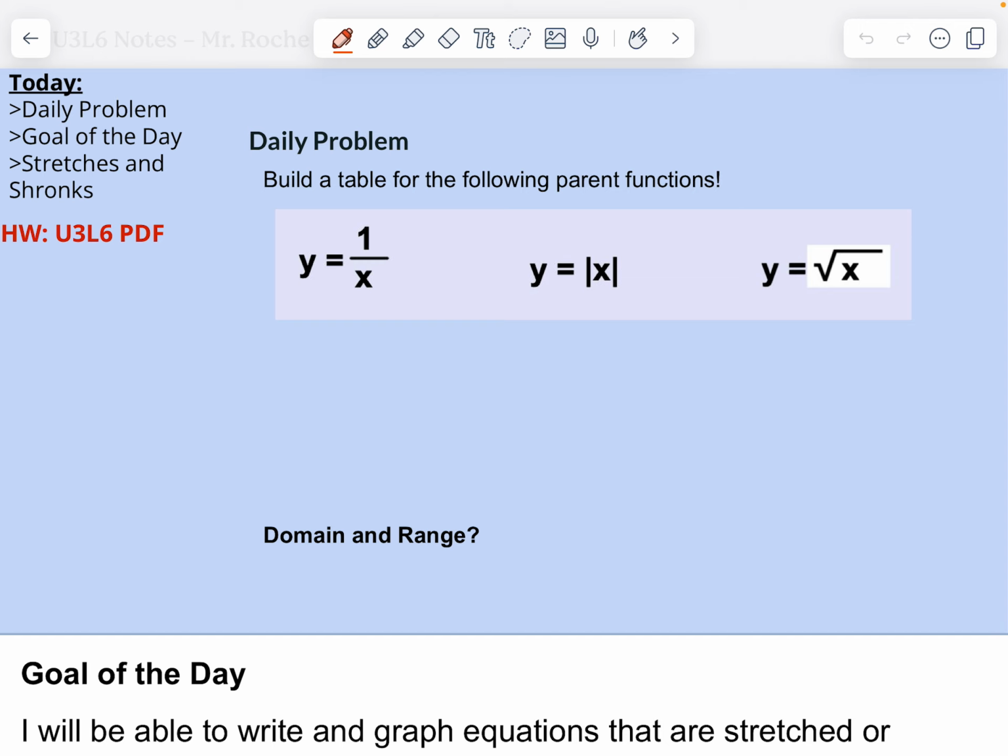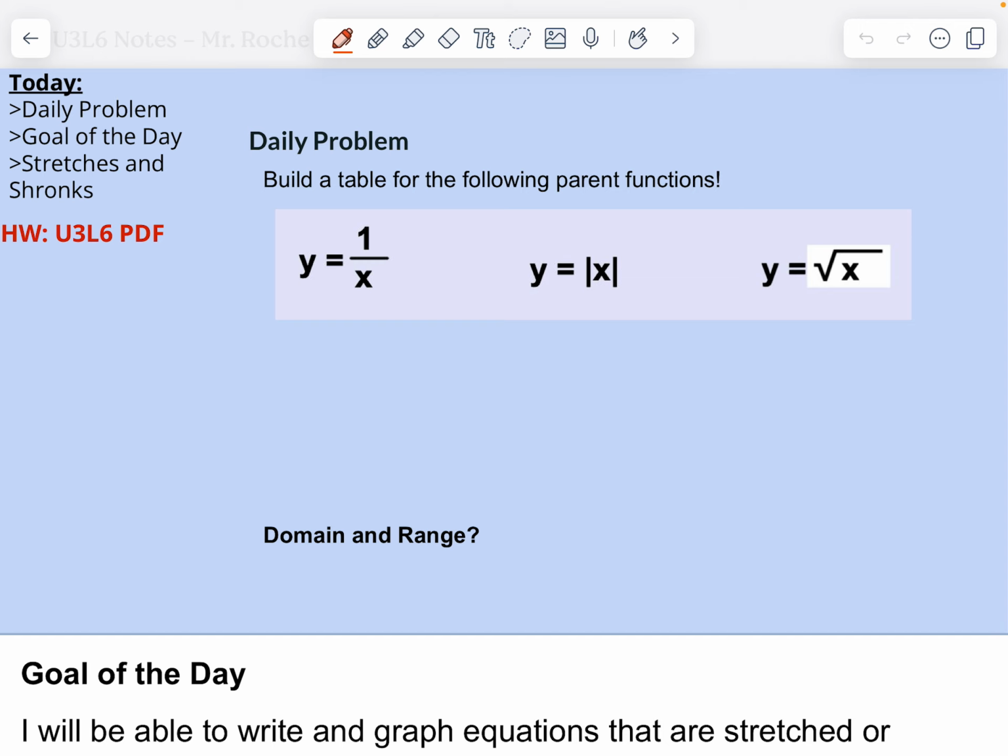Pretty typical lesson today. We'll go through some notes. We'll get you work time. You should have already completed a little mini warm-up quiz. This is Unit 3, Lesson 6. We are talking stretches and shrinks. One more warm-up for you on function families. We're going to be doing a lot of graphing today, a lot of looking at graphs.